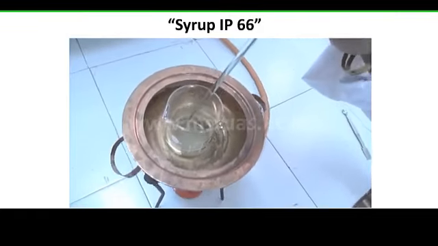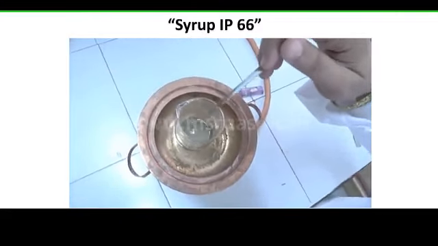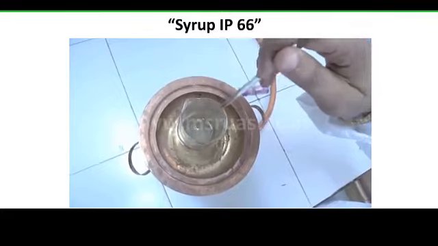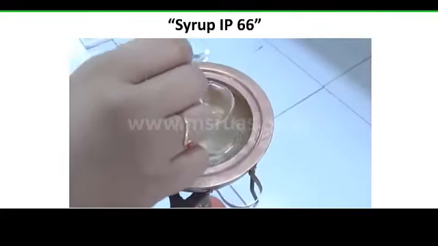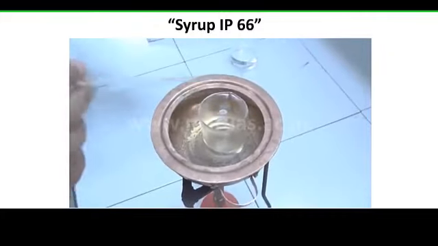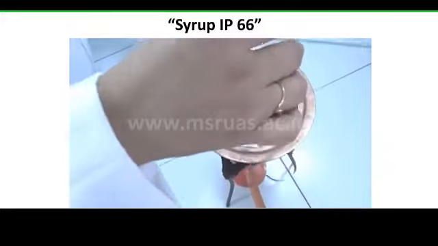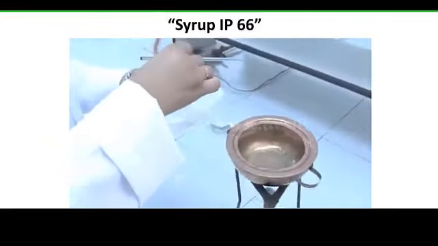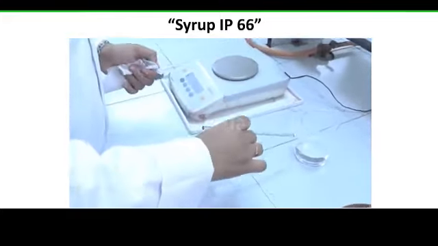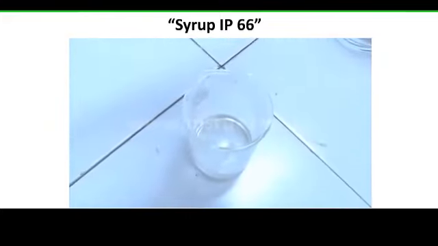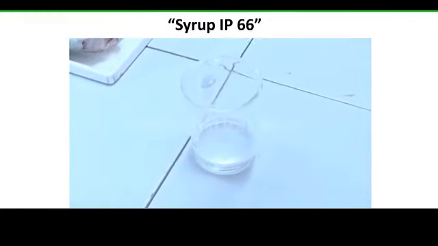Using a glass rod, occasionally stir the preparation until all the sucrose has been dissolved into the purified water. After some time, you can see that all the sucrose has been dissolved and the preparation is ready. Take it out from the heating source, wipe the beaker and allow it to cool for some time. Once the beaker has attained room temperature, let us weigh it.